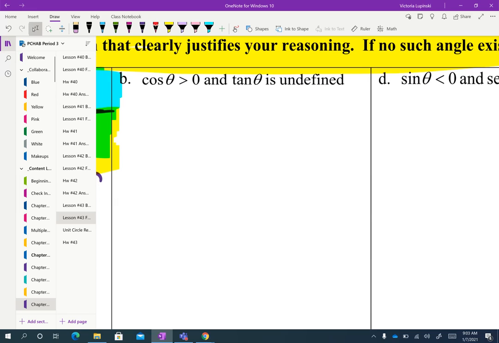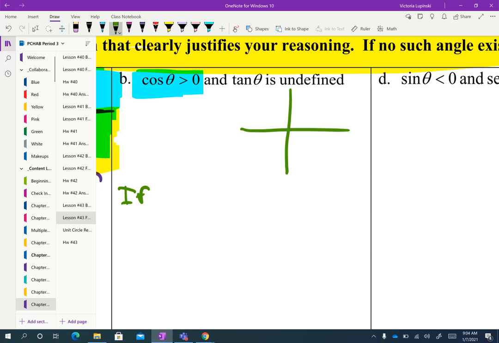So the cosine of theta is greater than 0, and the tangent of theta is undefined. So again, 2 pieces of information, each of which is going to narrow down our choices of either quadrant or axis. So 4 potential places to start. And the first thing that they're telling us is that the cosine of theta is greater than 0. Remember, we do not know if we are on the unit circle or not.